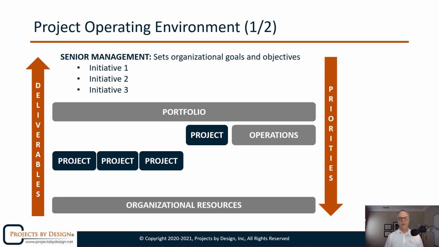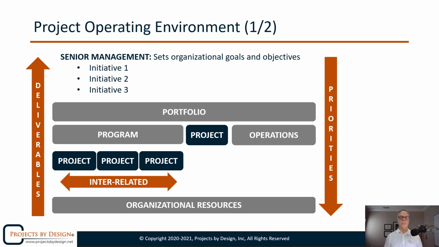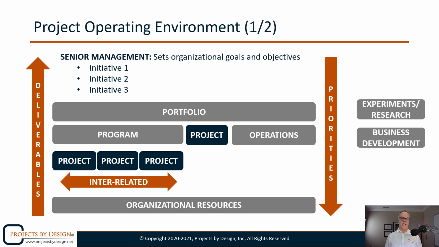In addition, if we have projects that are naturally related to each other, then we will put in a program that harmonizes projects together to deliver against a larger picture, with a lot of dependencies between projects and so on and so forth. Now, within this organization, generally speaking, there are two functions that may sit outside the portfolio. Those two functions are experiments and research, and business development.